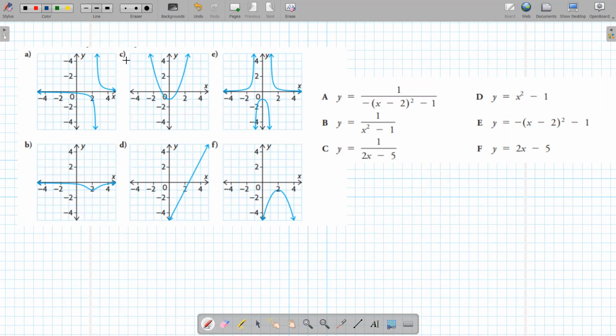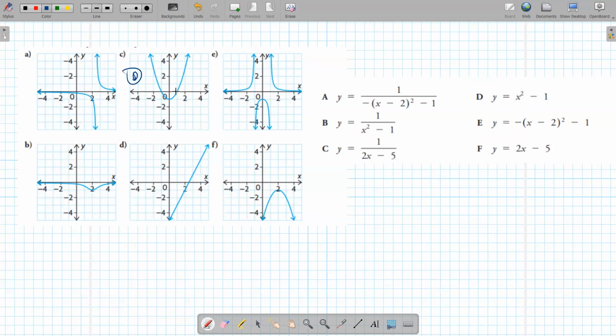No, this one. It's just a normal degree 2 polynomial. Well, it's between D and E. Which one do you think this is? It's D. It has to be D, right? Positive leading coefficient. So C is D, confirmed, right?